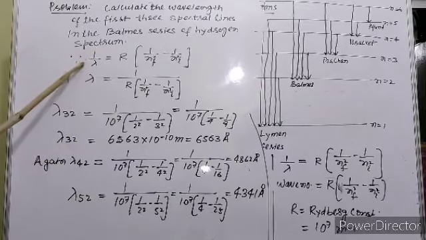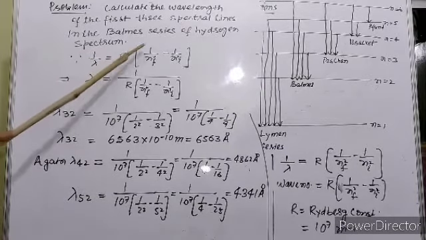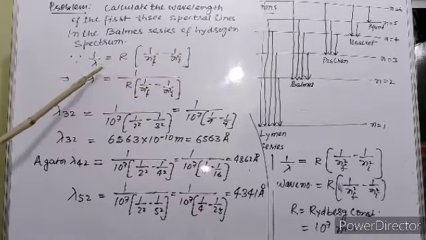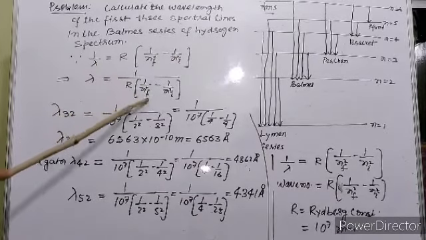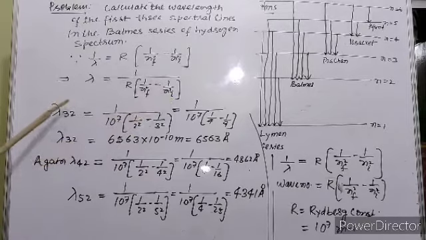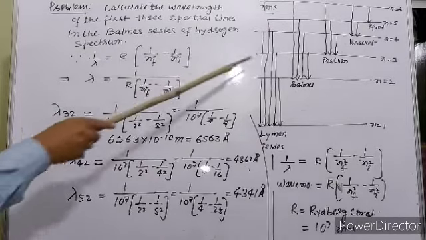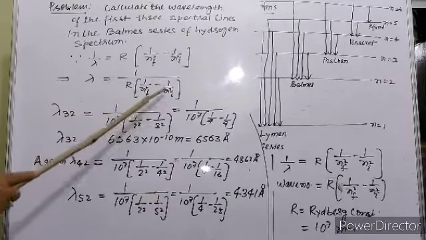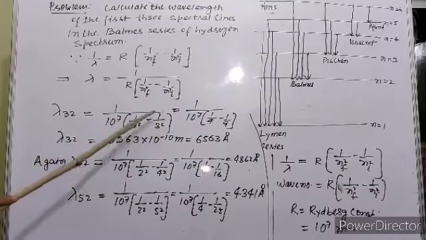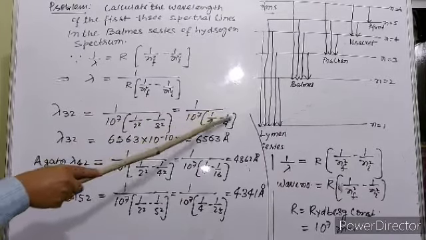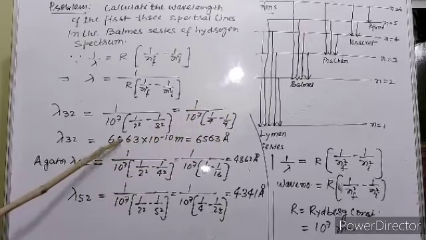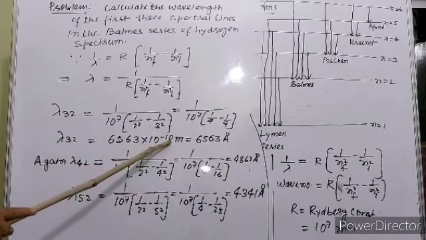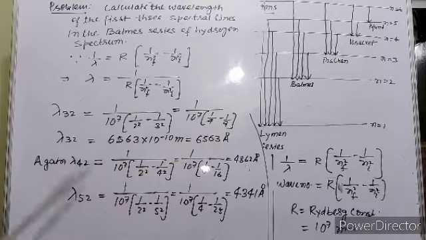So from the Rydberg formula, 1 by lambda equals R times 1 by Nf square minus 1 by Ni square. So lambda can be written as 1 by R, 1 by Nf square minus 1 by Ni square. Lambda 3 2 means the electron is jumping from 3 to 2, so final is 2 and initial is 3. We write 10 to the power 7, 1 by 4 minus 1 by 9. So it comes to 6563 into 10 to the power minus 10 meter. We can write here 6563 angstrom.